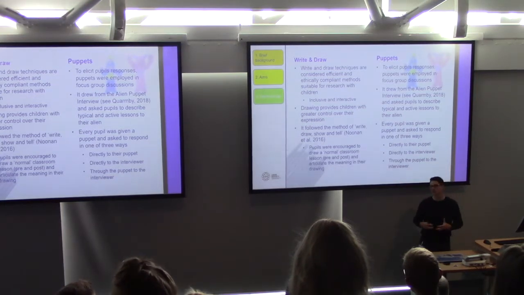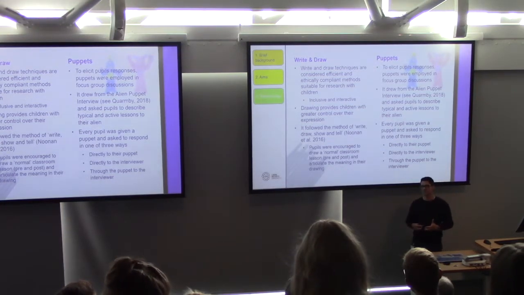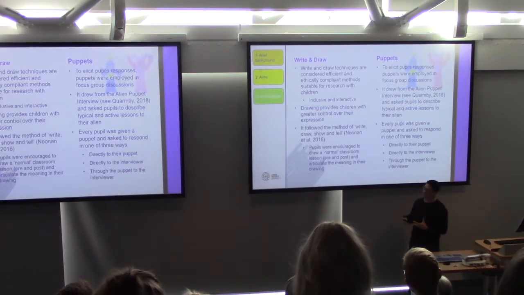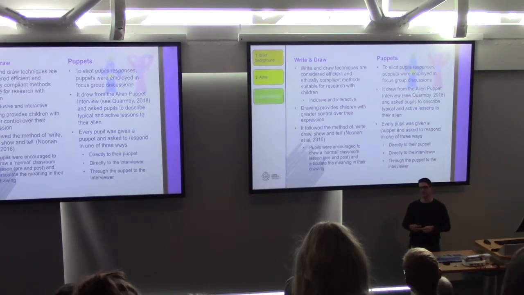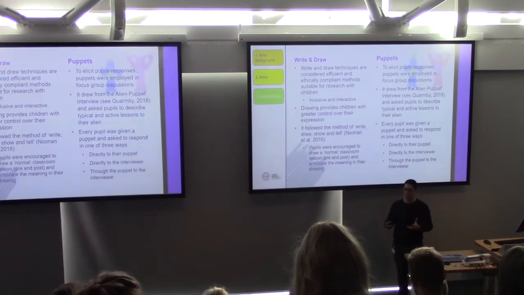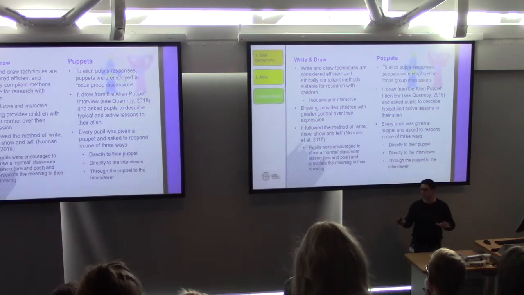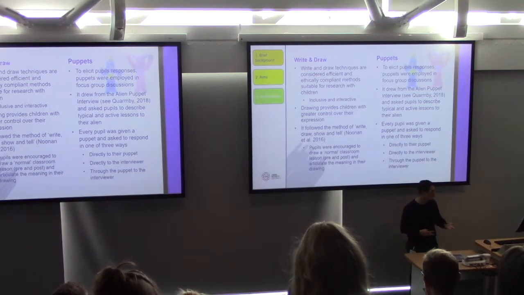But we used the puppets to try and elicit their responses, and we used a combination of a variety of different puppet interviews and focused on one called the alien puppet interview. The alien puppet interview basically is where you give them a puppet that looks like an alien, and you say, right, here's your puppet, give them a name, give them a persona, give them a character. They've come from Mars, or wherever else you fancy, and they know nothing about primary school. They know nothing about lessons in primary school, so with your puppet, we want to explore that. And they were given three choices.